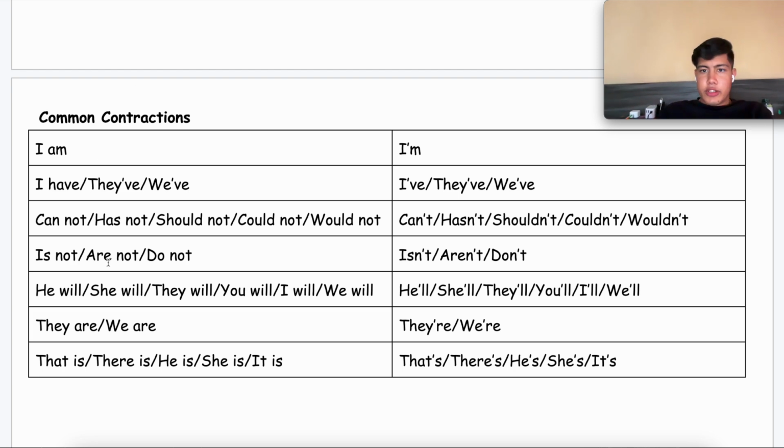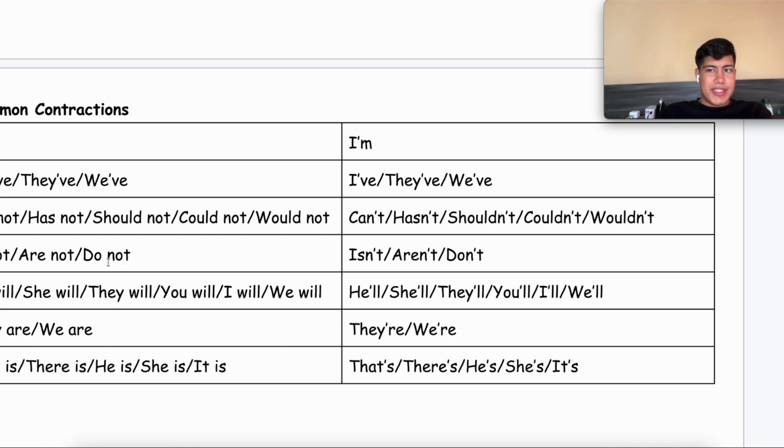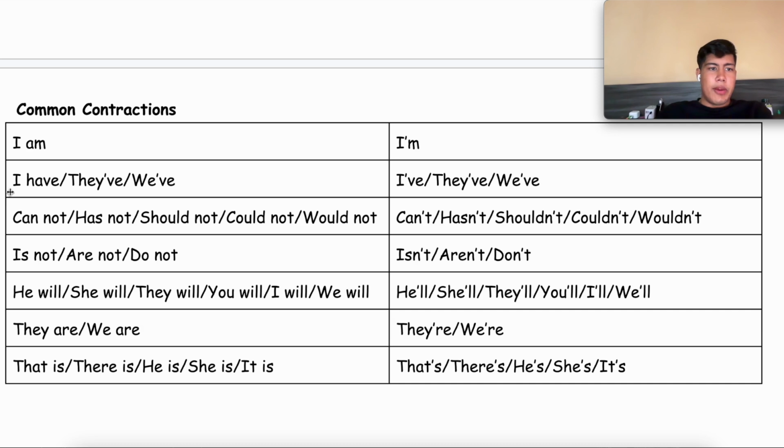So these are some examples of contractions. I don't need you guys to write these down or anything. I'm just showing you examples. For example, instead of saying I am, you can just say I'm. Instead of saying they are, you can use they're, like we're reviewing. Instead of saying is not, you can say isn't. Instead of saying cannot, you can say can't. Instead of saying I have, you can say I've.